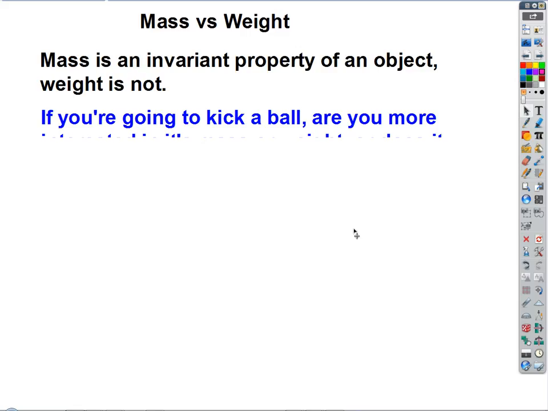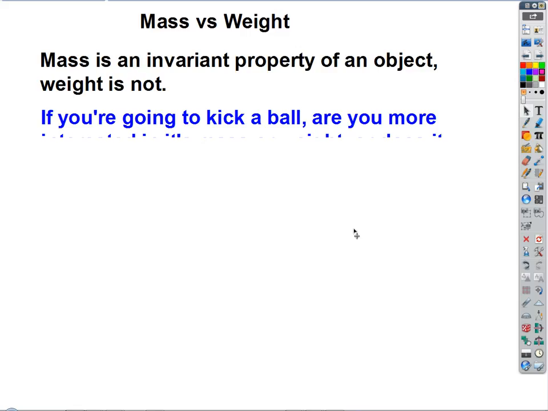So let's go into outer space. Let's take the whole experiment into outer space. What's the weight of the ball in outer space? It'd be zero, because the weight is the gravitational force, right? In outer space, the acceleration of gravity would be zero, and so it would have no weight. But the mass, did it change?